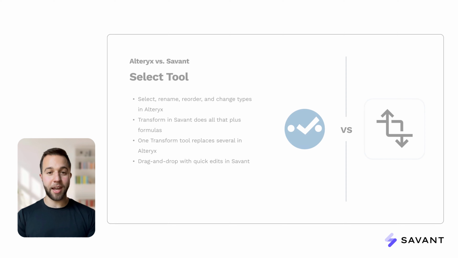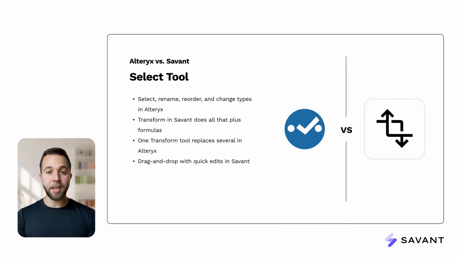Let's take a quick look at how the Select tool in Alteryx compares to the Transform tool in Savant, and why Transform makes the process simpler and more flexible. In Alteryx, the Select tool is used to control which columns move forward in your workflow. You can rename them, reorder them, and change their data types.